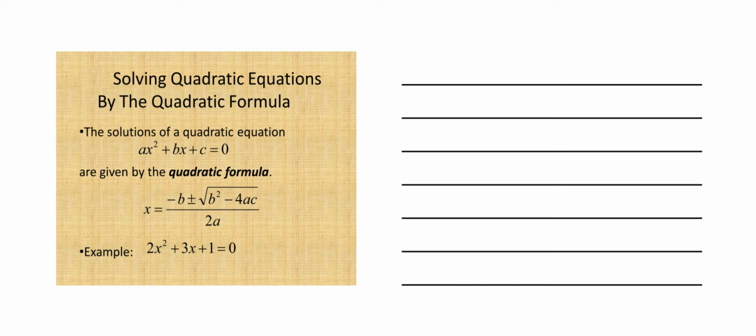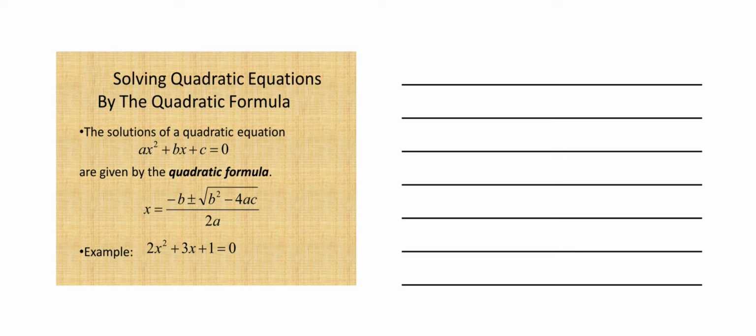Solving quadratic equations by the quadratic formula. The solutions of a quadratic equation, ax squared plus bx plus c equals 0, are given by the quadratic formula. In this case, our quadratic formula is x equals negative b plus or minus the square root of b squared minus 4 times a times c.